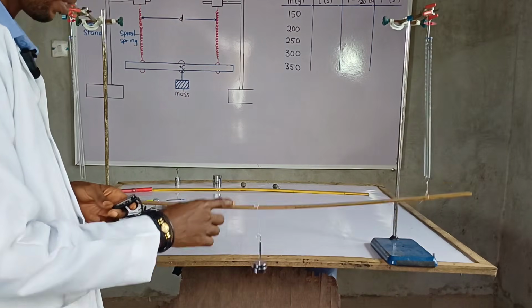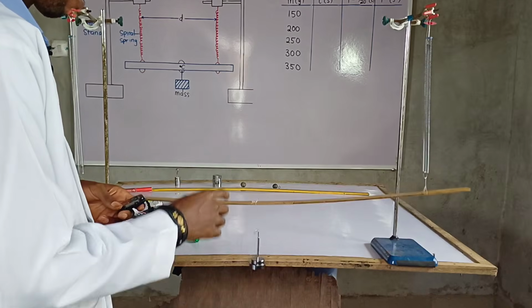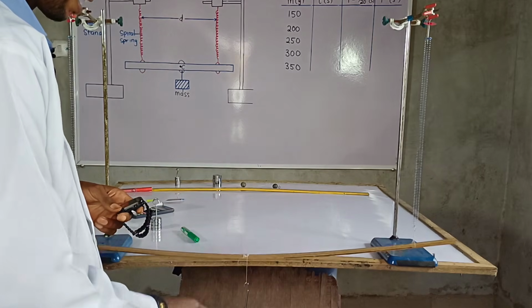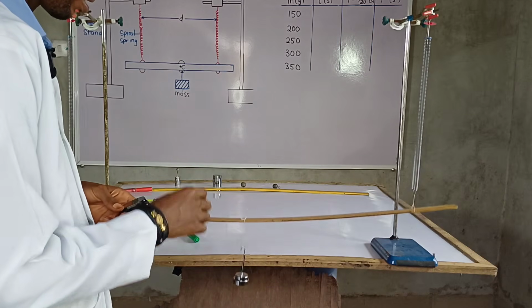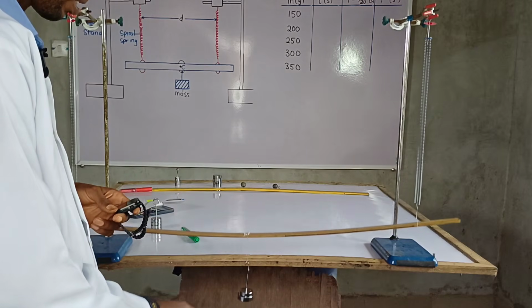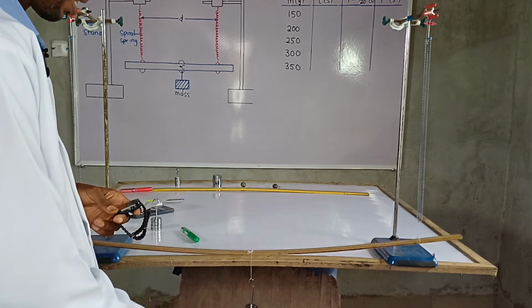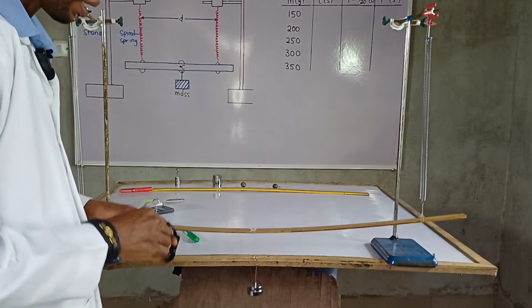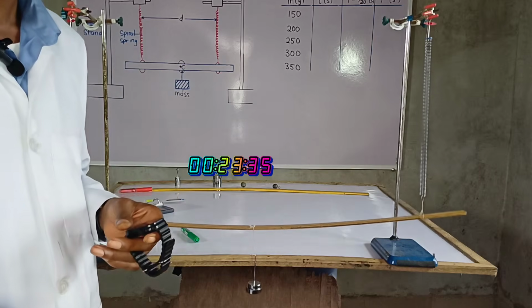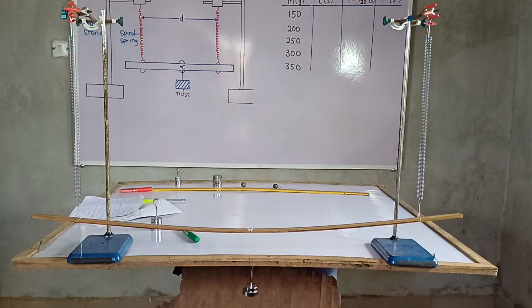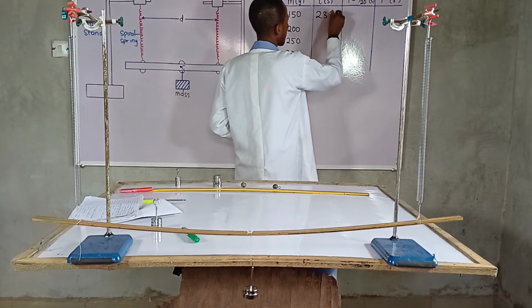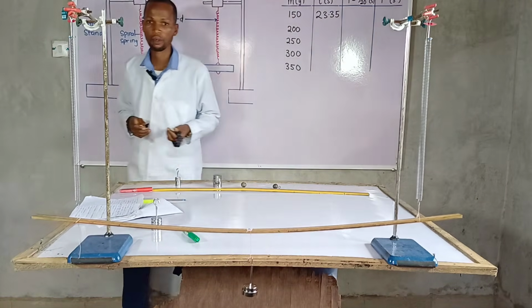1, 2, 3, 4, 5, 6, 7, 8, 9, 10, 11, 12, 13, 14, 15, 16, 17, 18, 19, 20. So right here we have 23.35. So let's record the first reading from the stopwatch. We have 23.35, that's to 2 decimal places.